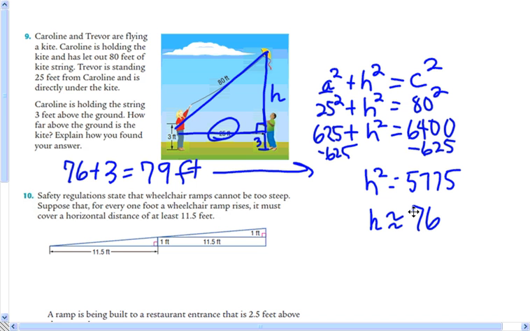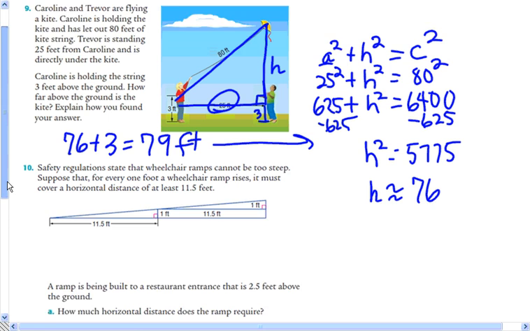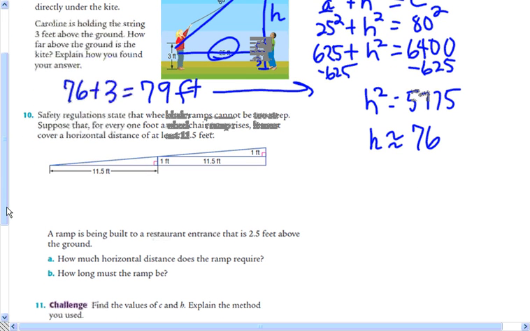Let's try this next problem. Safety regulations state that a wheelchair ramp cannot be too steep. Suppose that for every 1 foot a wheelchair ramp rises, it must cover a horizontal distance of at least 11.5 feet. All right, the ramp is being built to a restaurant entrance that is 2.5 feet above the ground.